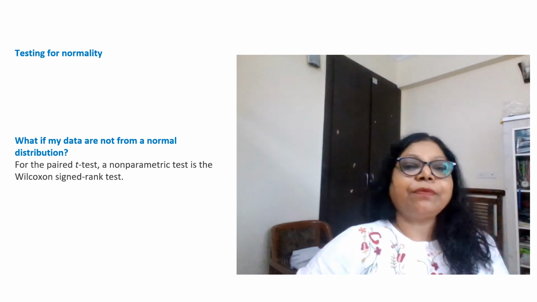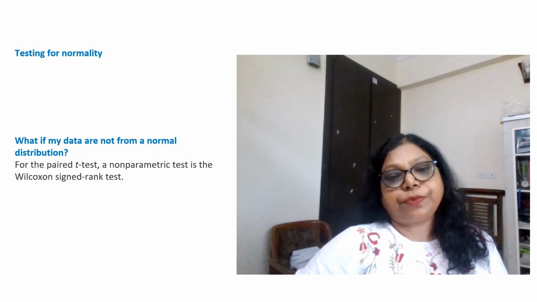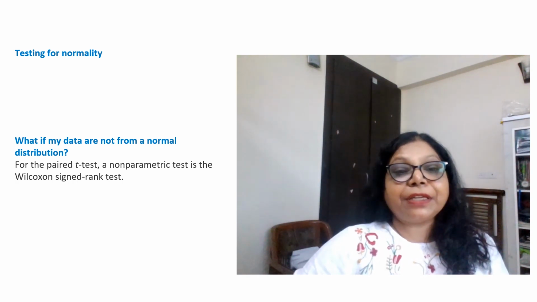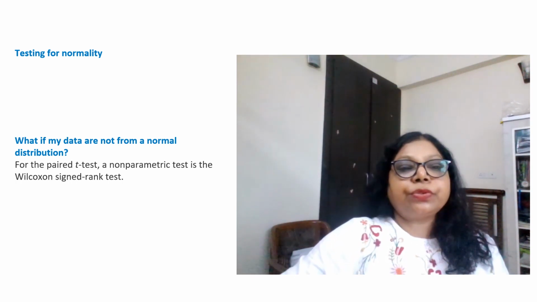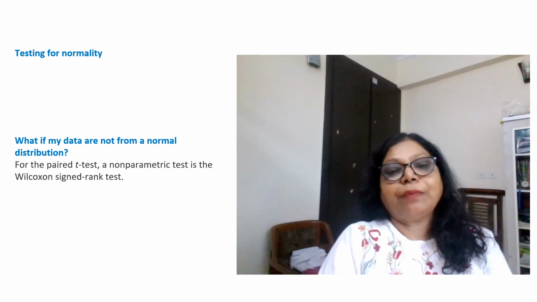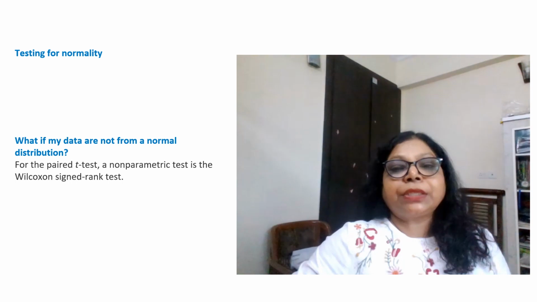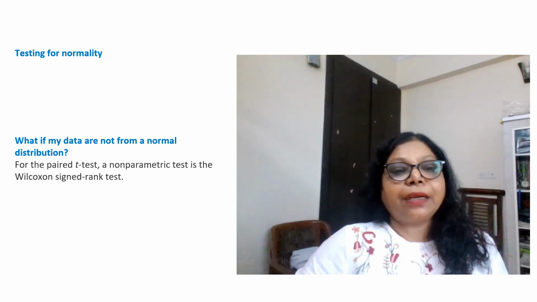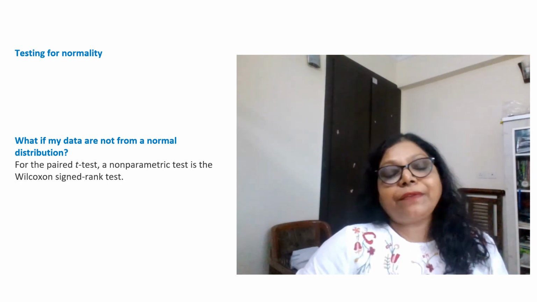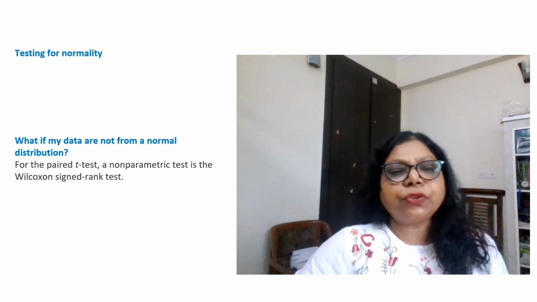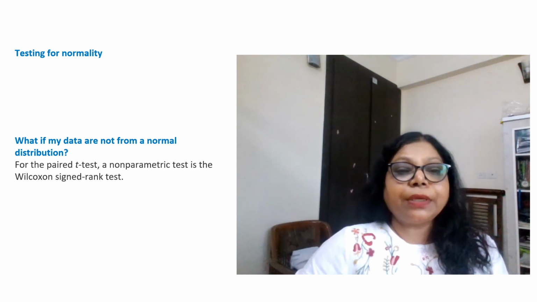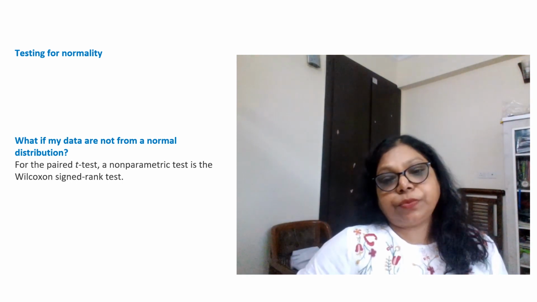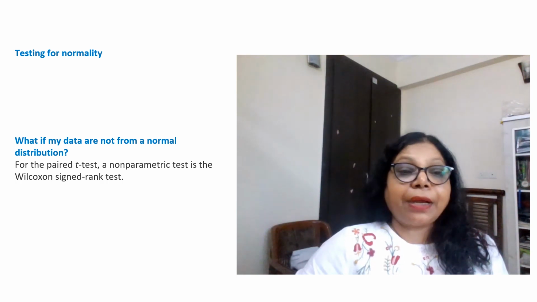Now the question arises, what if my data are not from a normal distribution? If the sample size is very small, it is hard to test for normality. In this situation, we need to use our understanding of the measurements. For example, for the test scores data, the instructors know that the underlying distribution of score differences is normally distributed. So even for a very small sample, the instructor would likely go ahead with the t-test and assume normality.